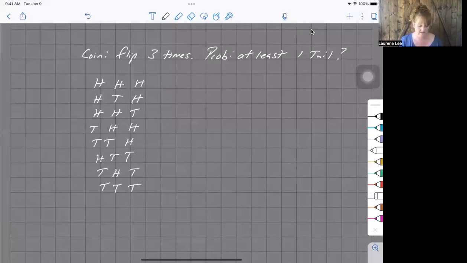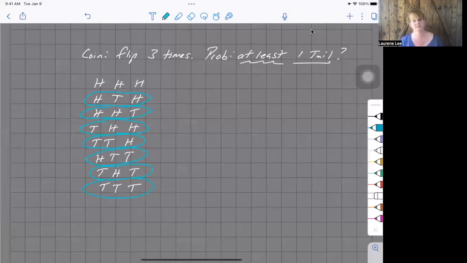Okay. And if I want the probability of at least 1 tail, at least means 1 or more. So that means 1 or 2 or 3 in this situation. So the options here that have at least 1 tail are these. Those all have 1. This has 2, which is more than 1. And this has 3.